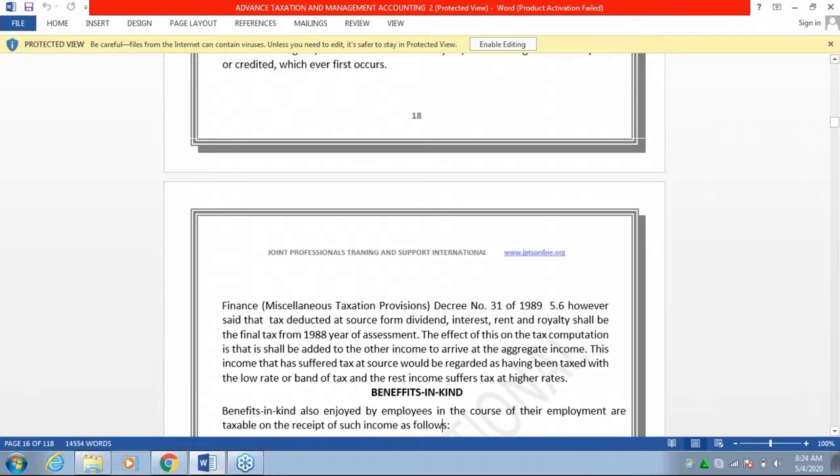So the effect of this on the tax computations is that all shall be added to the other income to arrive at the aggregate income. So the income that has suffered tax at the source will not be regarded as having been taxed at a low rate or band, while the rest of the income suffers tax at a higher rate.